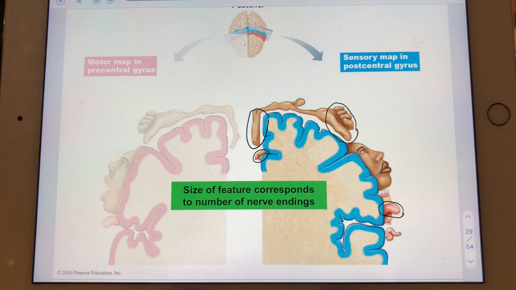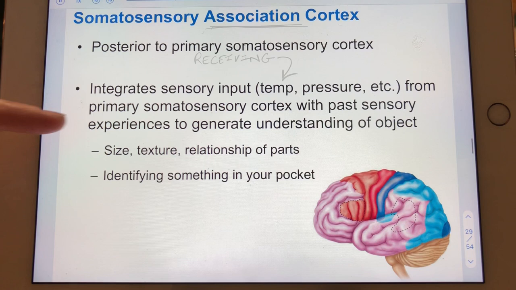Okay, let's move to the somatosensory association cortex. It sits just posterior to the primary somatosensory cortex. And if we can figure out what this does, then all of the sensory areas are going to be really, really easy. What the somatosensory association cortex does is it receives information not directly from the afferent pathway, but directly from the primary somatosensory cortex.